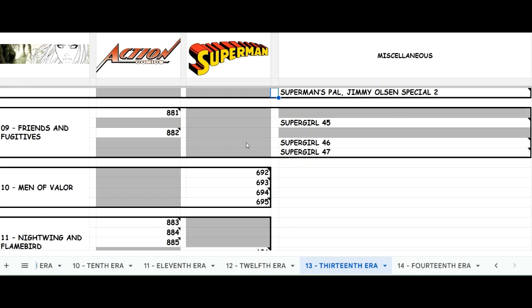What I'd recommend after that is Story Arc 9, which is called Friends and Fugitives. So this is Action Comics 881, which is triangle number 7 with World Against Superman branding. It has got a Captain Atom backup story in it. That then directs you to Supergirl 45, which is triangle number 8, again with the World Against Superman branding. That directs you to Action Comics 882, which is triangle number 11 with World Against Superman branding and the Captain Atom backup story.